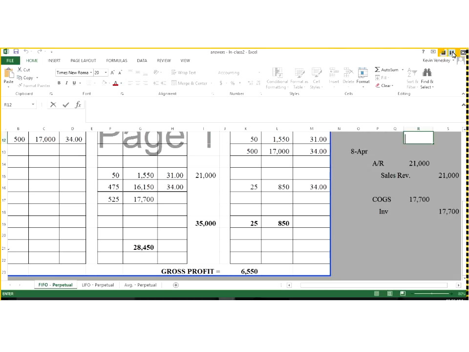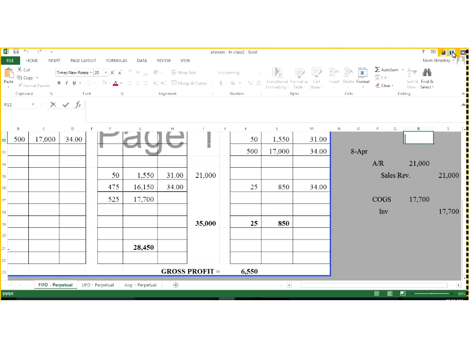Now I can go ahead and look at my final answers and then compare how the gross profit compares to Fifo. So I have $35,000. Line 1 is still the same, total sales.